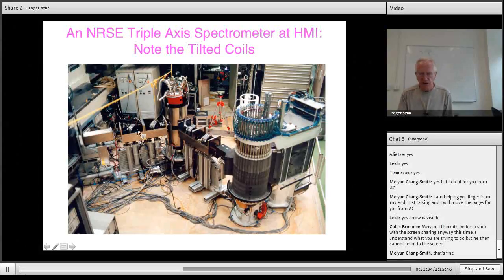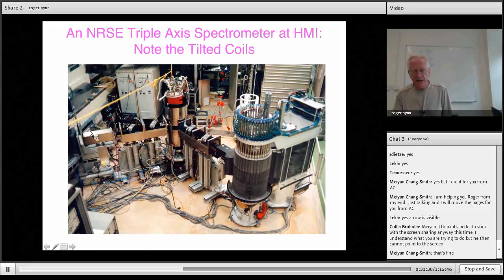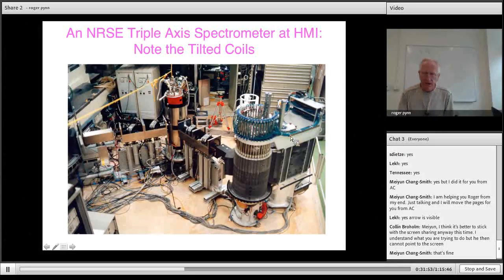This is a standard triple axis spectrometer, so the monochromator is back in here. The neutron beam comes to the sample, which is in this cryostat, gets scattered along the scattered beam, the KF direction, into an analyzer crystal and then into a detector here. Now, what you may remember from our discussion of neutron resonance spin echo is that the field had to be zero between these coils.